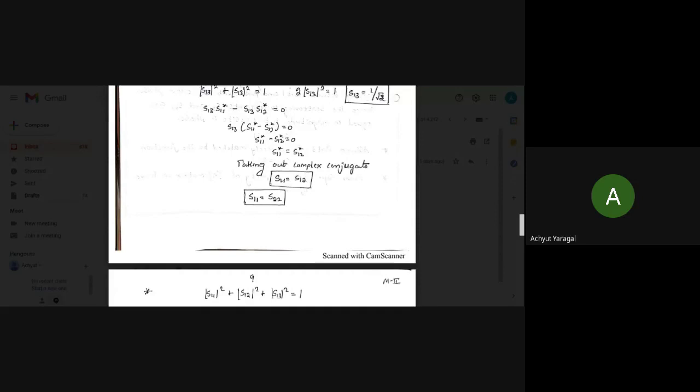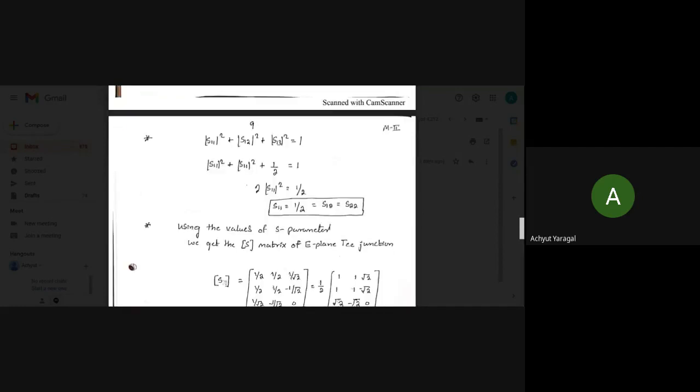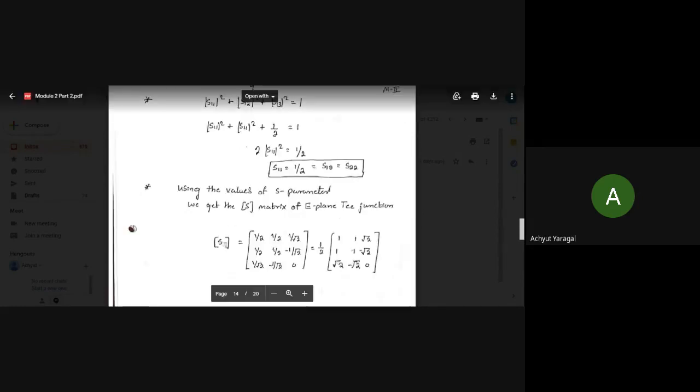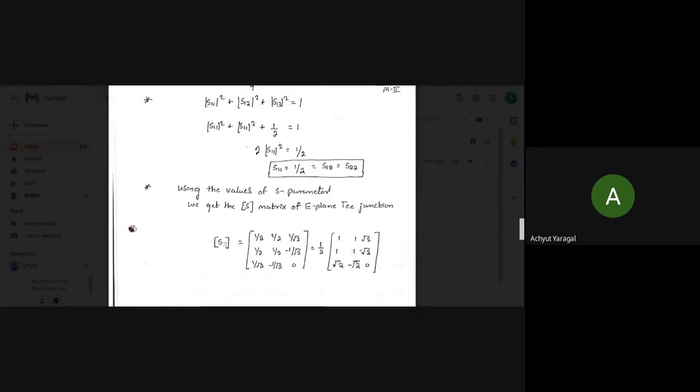So again in the equation here, we don't know the value of S12, but we know what it is equivalent to, so we can mention it as S11 here. We know the value of S13, so there is only one unknown term, and hence we will get the S11 value. S11 value is equal to 1 by 2. So we got all the values of S11, S22, S33 and the others.